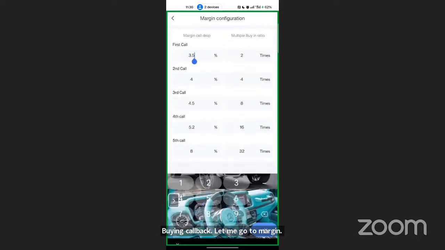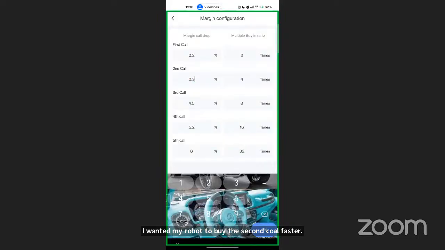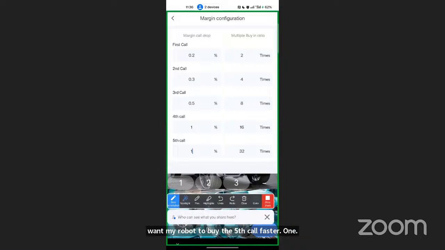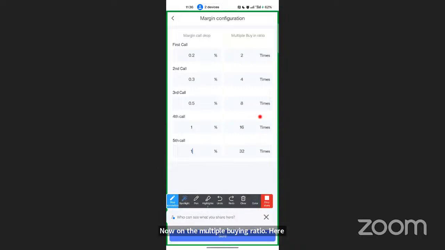Now here, I want my robot to buy the first call faster, at 0.2. I want my robot to buy the second call faster, at 0.3. The third call, 0.5. The fourth call, 1. And the fifth call, 1. Now, the multiple buying ratio depends on your capital.